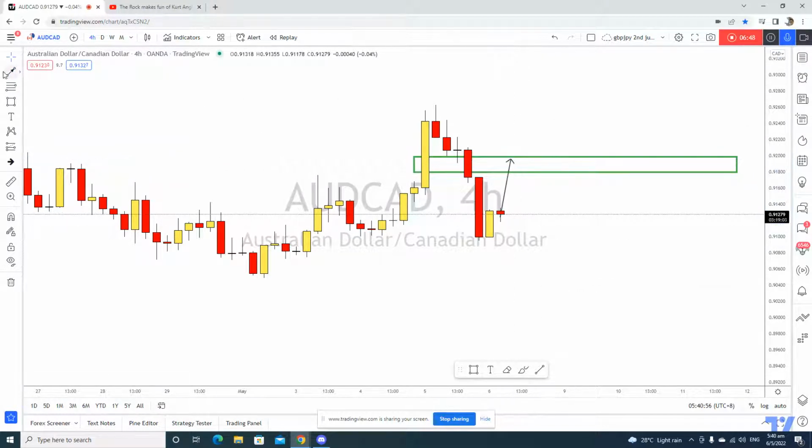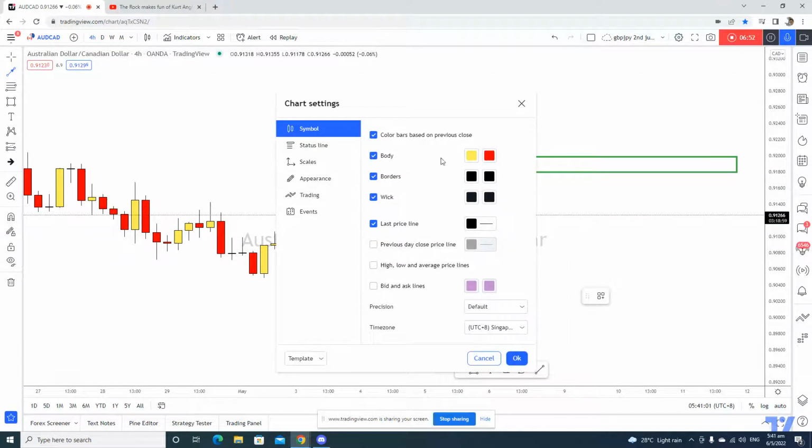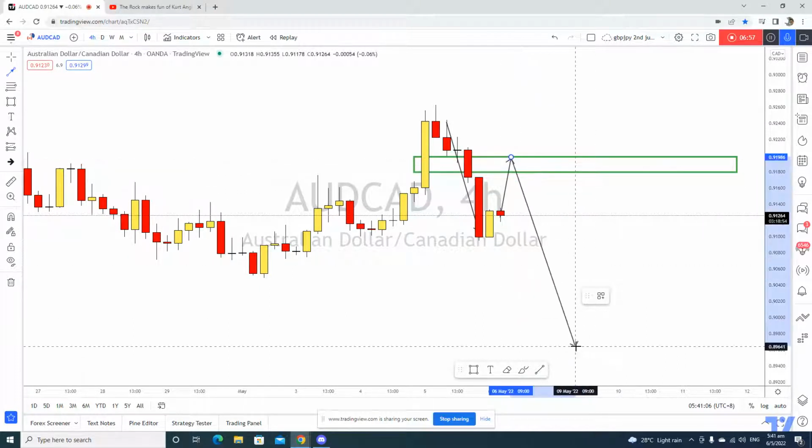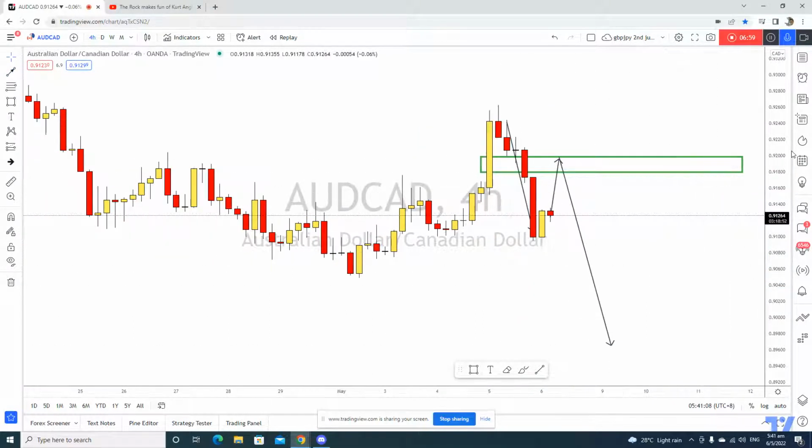First, you need to identify the impulse wave. After you identify the impulse wave, wait for a pullback. Once the pullback happens in the shape of a bullish candle close, then I will take a sell. Simple as that.